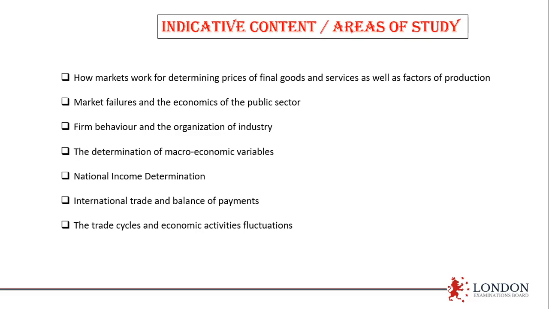The second topic, we are looking into market failures and the economics of the public sector. The third topic is firm behavior and the organization of the industry. So all three of these are actually part of microeconomics. Basically, if we divide the functions of economics, we actually look into two: one is microeconomics, another is macroeconomics. Microeconomics mainly deals with demand and supply, all the internal functions of economics.